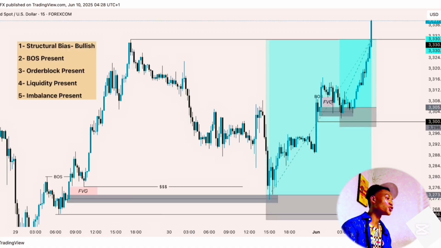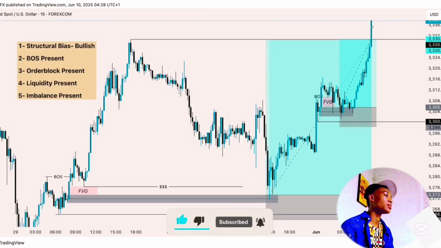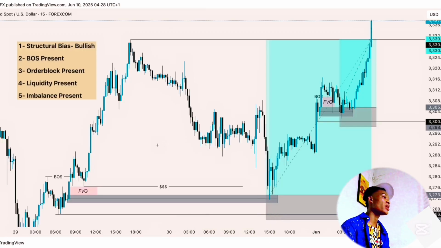This is also a continuation entry where I had to add a position. But you can see we have a break of structure, the imbalance created. Market tapped in, moved in my direction. Now, when you see a setup like this, it looks very beautiful, but I can wait for days for this to show up on the chart. A lot of things will be happening on the chart. I won't react unless I see what I'm looking out for, which is the list you have there.